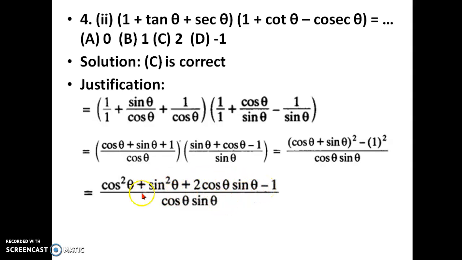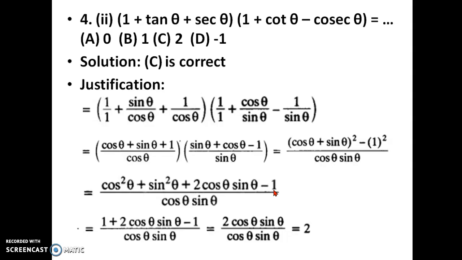Now if you see here, cos square theta plus sin square theta, what is it in the trigonometric identity? It is equal to 1. So you will get 1 here. And you have one more minus 1 here. So 1 and minus 1 will get cancelled. Here you have 1, here you have minus 1, so that will become 0 and you will be left with 2 cos theta sin theta divided by cos theta sin theta. So cancel cos theta, cancel sin theta. So you will get 2 alone as the answer. So the correct option is option C, that is 2.